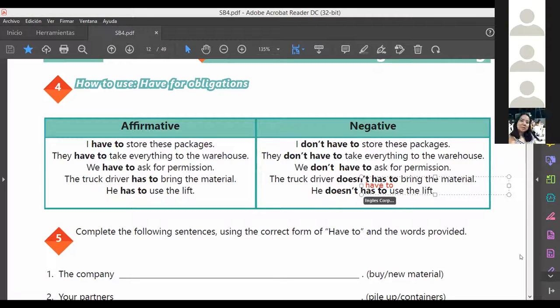Okay, Ernesto has to store this package. I don't have to store these packages. Very good.